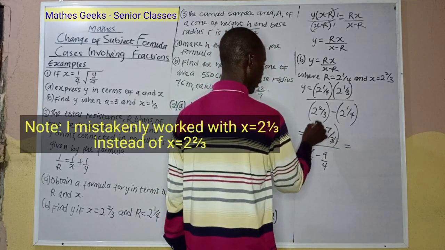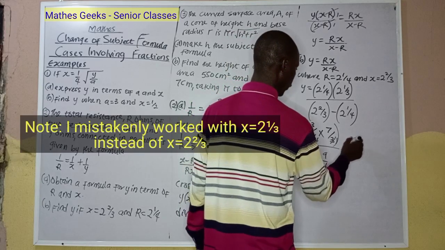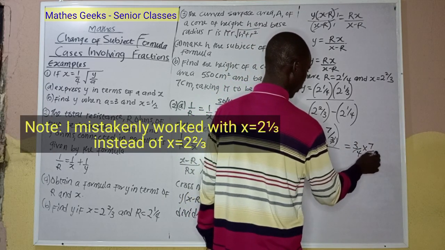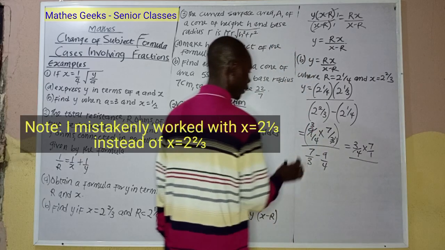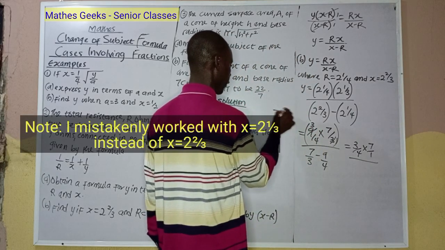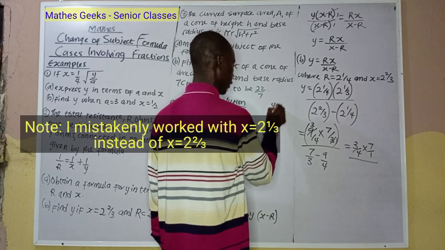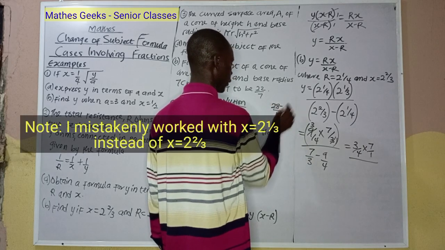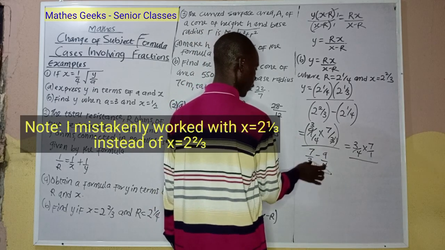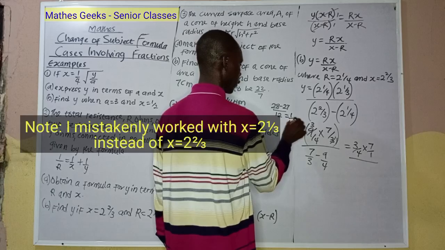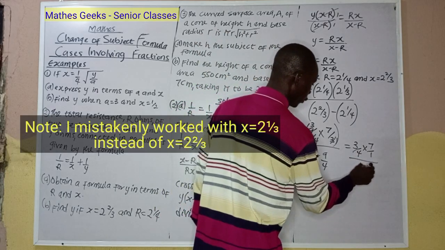So we proceed. The LCM of 3 and 4 is 12. 12 into 3 is 4, 4 times 7 is 28, minus 12 into 4 is 3, 3 times 9 is 27, so 28 minus 27 is 1 over 12. So the denominator is 1 over 12.